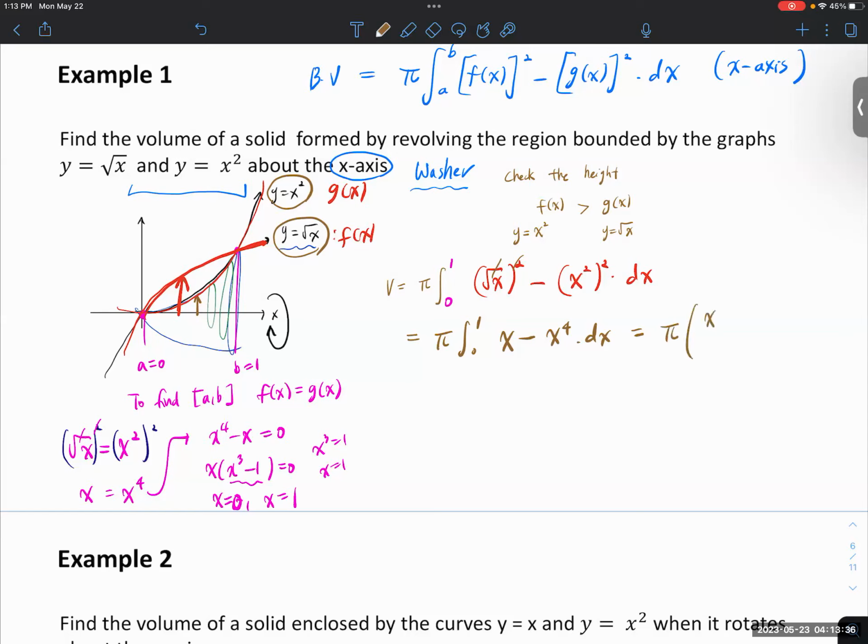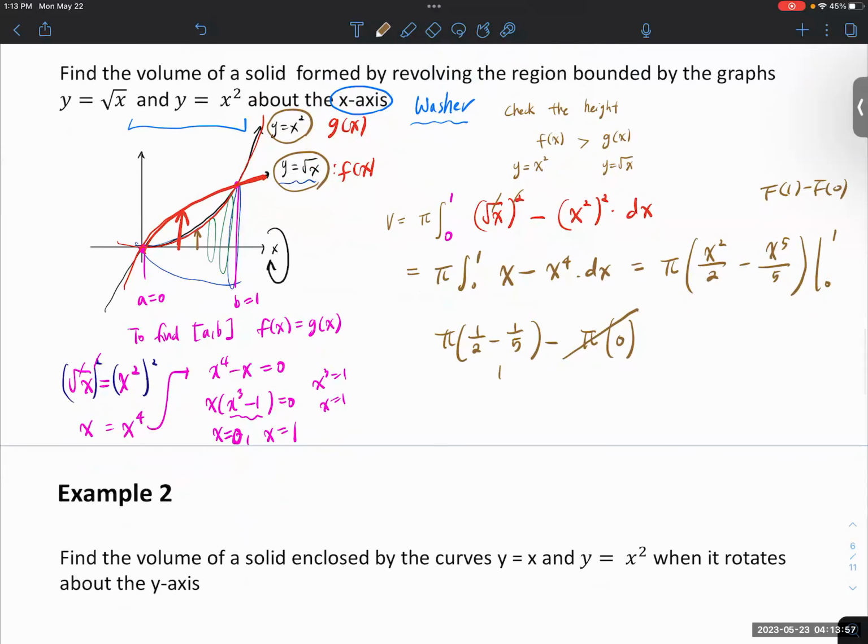Pi times (x squared over 2 minus x to the 5th over 5) from 0 to 1. So you're going to do the upper limit 1 minus the lower limit 0. So pi times (1 over 2 minus 1 over 5) minus pi times whatever it is at 0, which is going to be 0. Once you calculate it with a common denominator, 5 over 10 minus 2 over 10, gotcha.